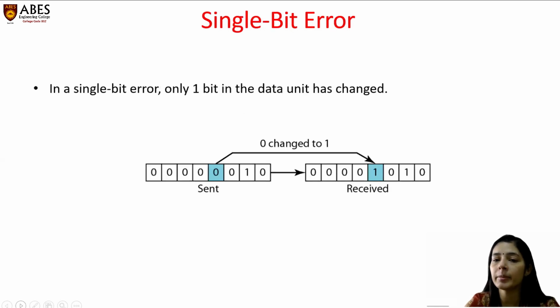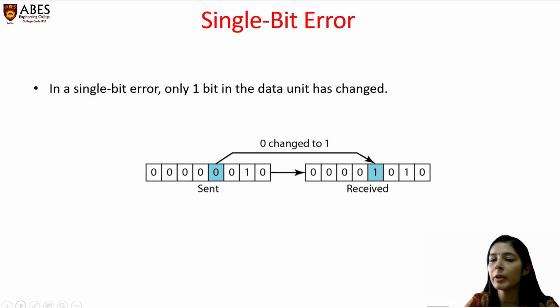In a single bit error, there is a change in only one bit. Like in this diagram, we can see the sender has sent this data, but during the transmission, this 0 bit has been changed from 0 to 1, and the receiver received the corrupted data. So if there is a change in only one bit, then we say the error is a single bit error.